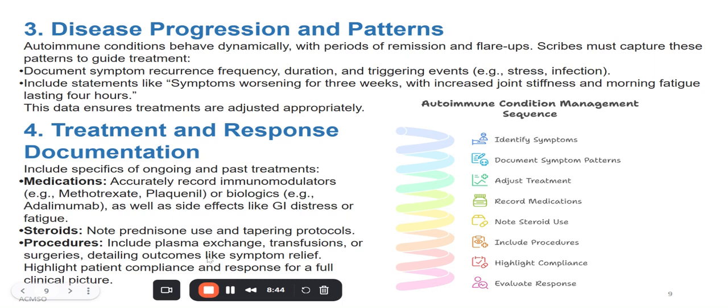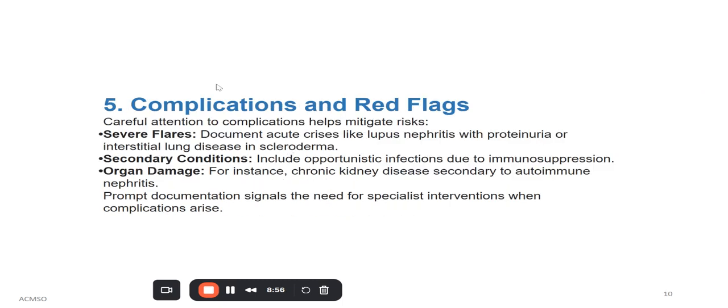Complications and red flags. Careful attention to complications helps mitigate risks. Severe flares: document acute crises like lupus nephritis with proteinuria or interstitial lung disease in scleroderma. Secondary conditions include opportunistic infections due to immunosuppression, and organ damage, for instance, chronic kidney disease secondary to autoimmune nephritis. Prompt documentation signals the need for specialist interventions when complications arise.